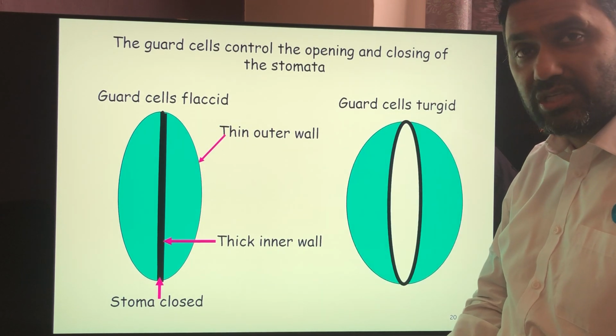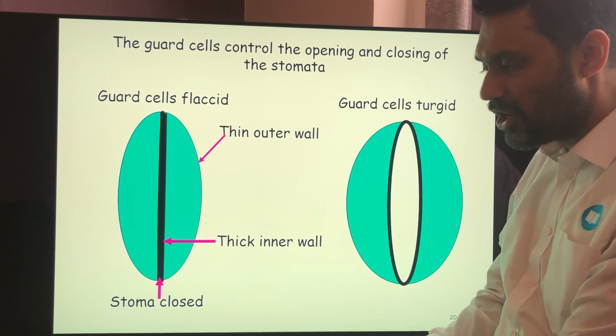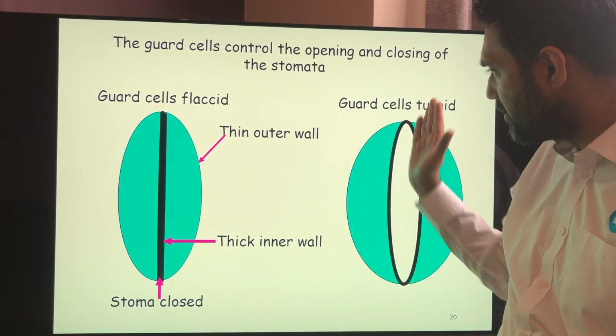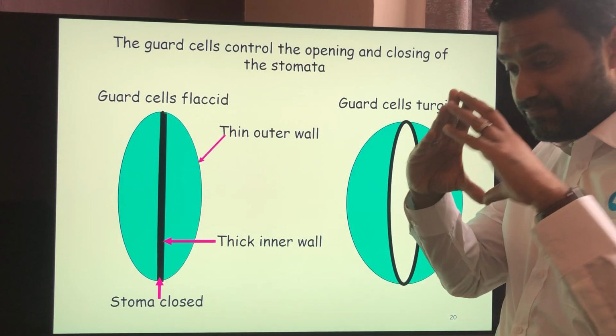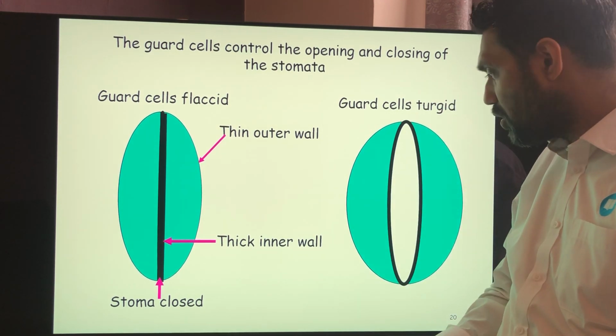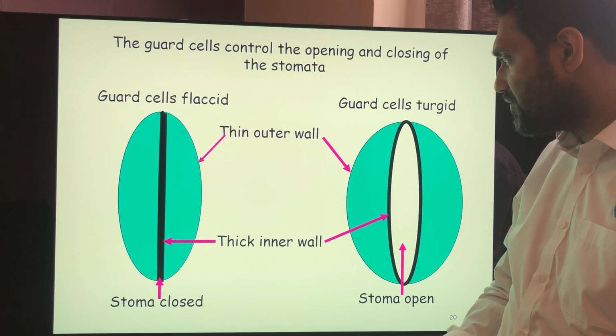And when they become turgid, when there's water going into them, because they're sort of like two bananas facing each other, one side is thicker compared to the outer layer which is thinner, they start to bulge and make that shape so that there's a hole, a stoma, between the guard cells, so the water can evaporate out.